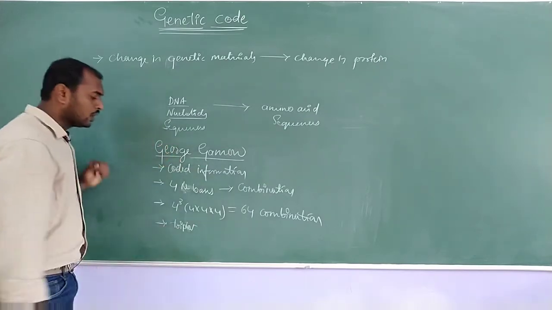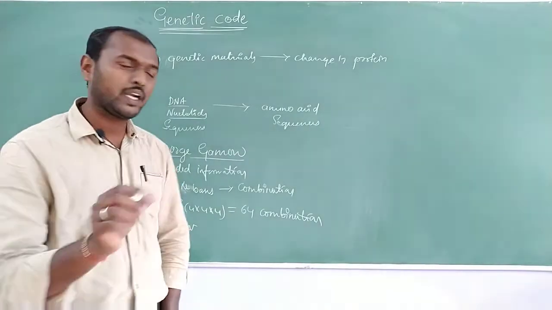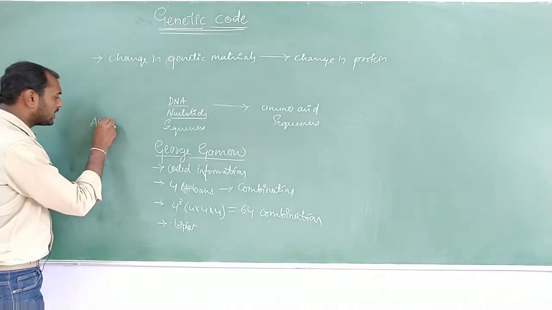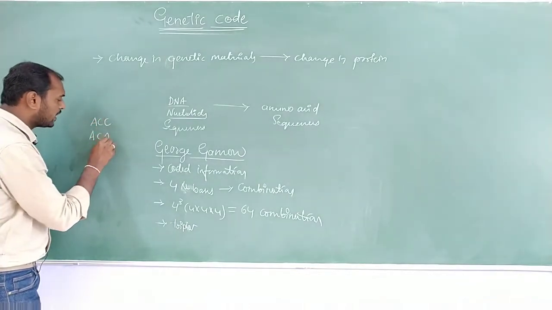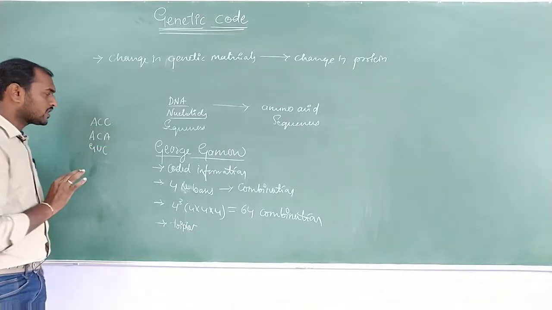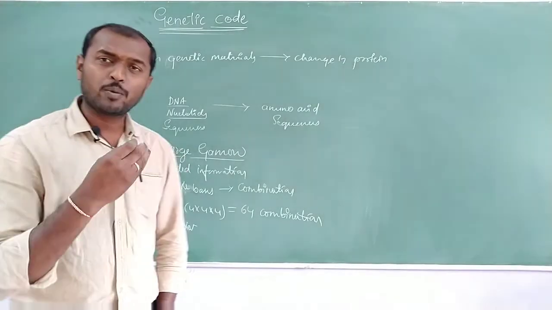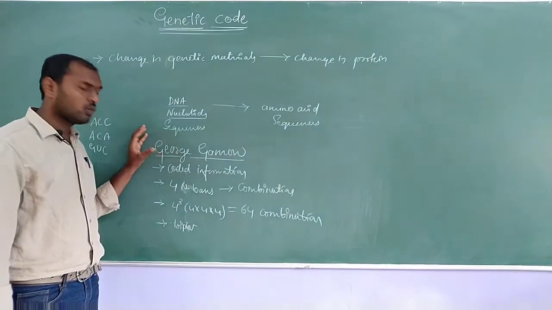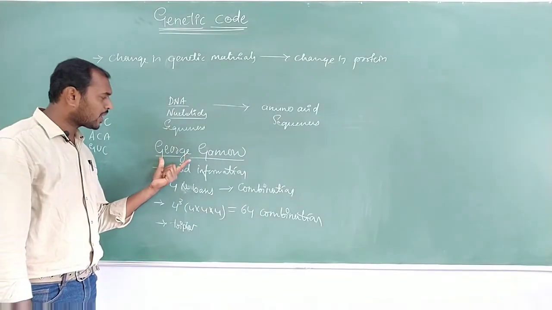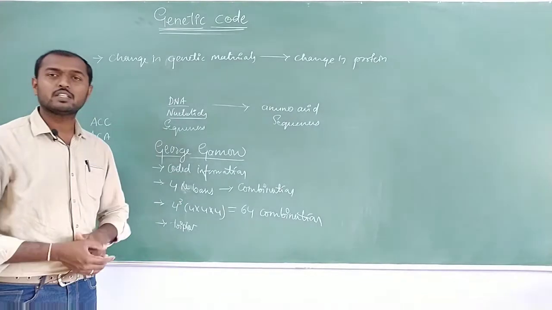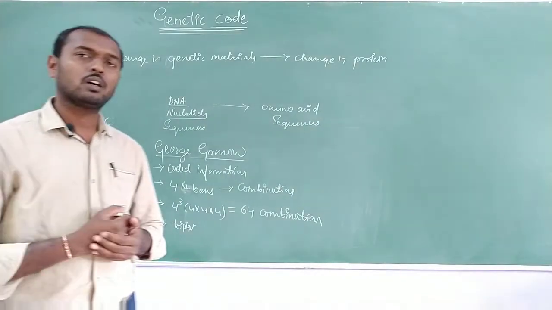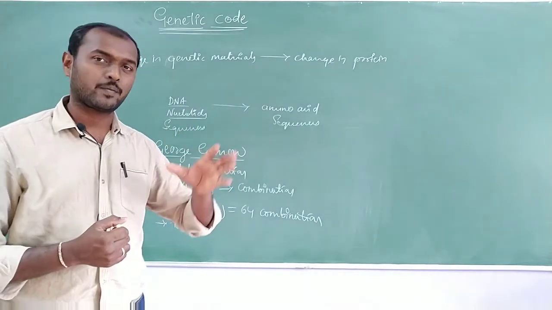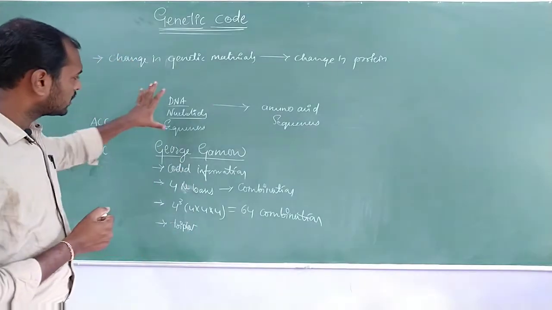Okay, so what did he say? He said the code is in a triplet. Triplet means it is available in 3 nucleotides. For example, ACC, ACA or GUC. So like this, the information is present in a triplet, he said. This is the first work that was actually done by George Gamow, and he gave this kind of information regarding the genetic code. It was his idea, an imagination, which was created based on this particular thing.